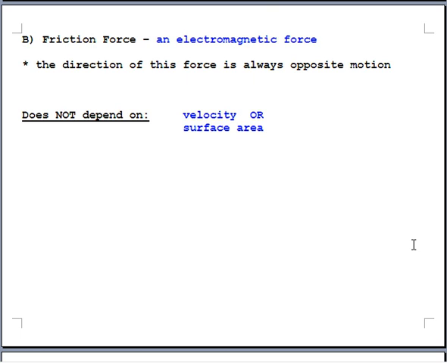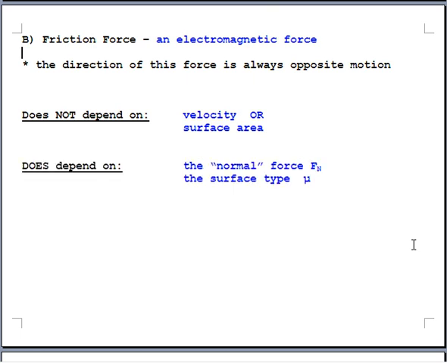The two things that do matter though, and you see both of these within the equation that's coming at you in a moment here, the two things that do matter are something called the normal force. And I want to take a minute and explain what the normal force is. The normal force is the force that a surface exerts to hold something up.